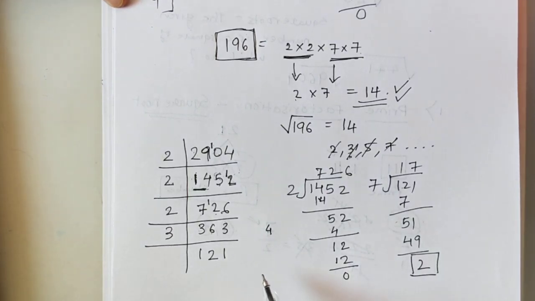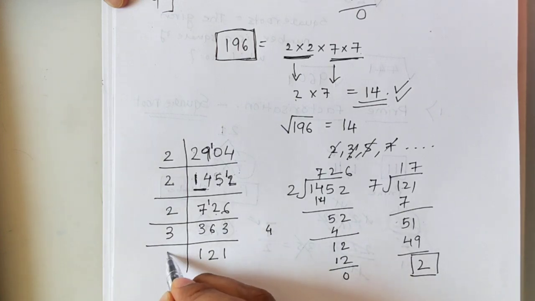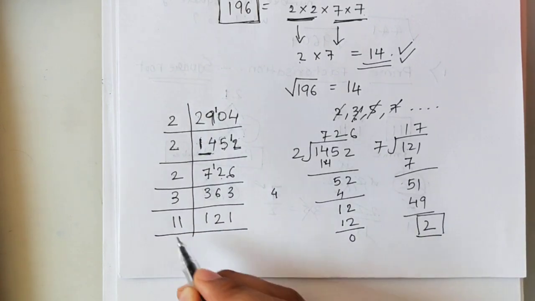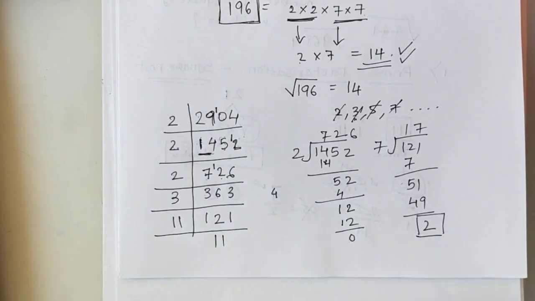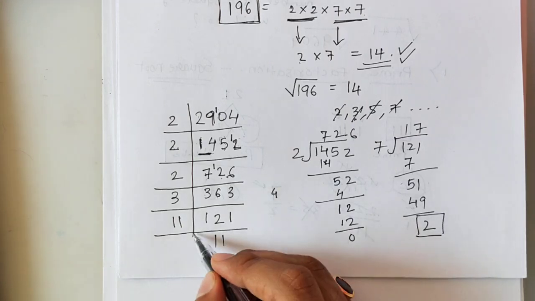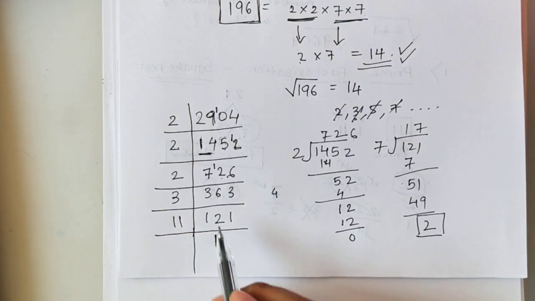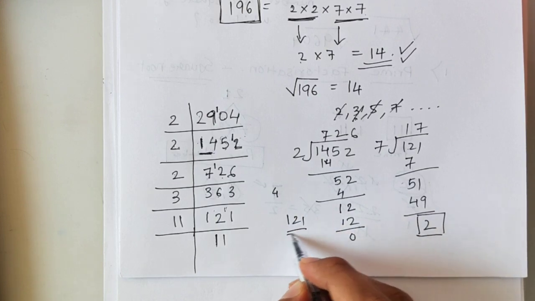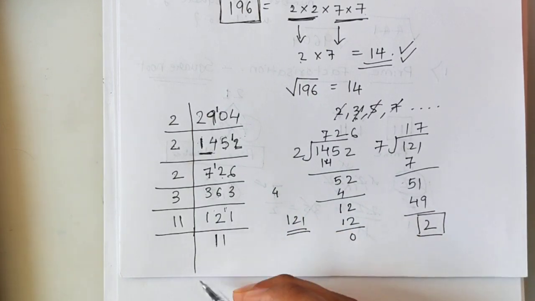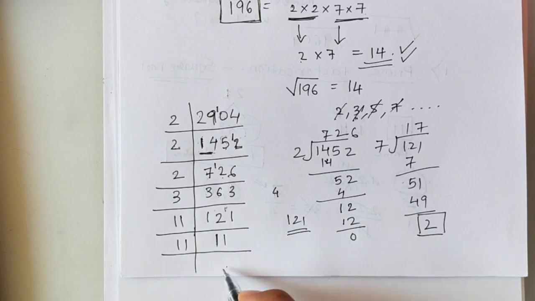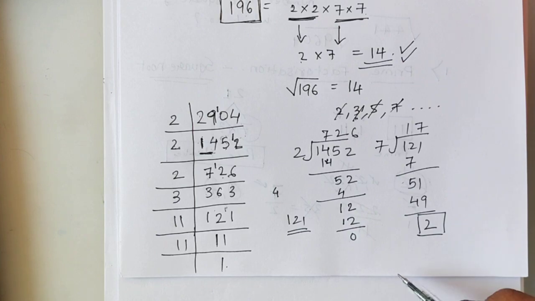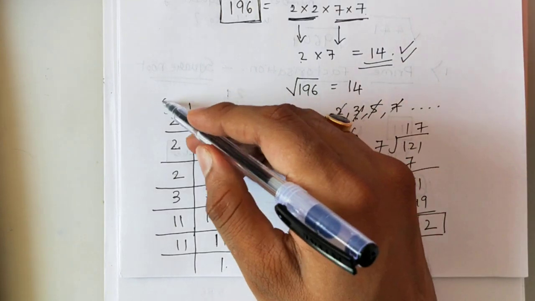121 is a familiar number. Okay, 121 is divisible by 11. Okay, so 11 11s are 121. 11 1s are 11. So this 12 1 will get carry forward, and then 11 1s are 11. Okay, because 121 is a square of 11. Those who know can do directly. Now this is 11, and now one more step is left. 11 1s are 11. I have told you we have to do it until we reach 1 here. Okay, now I have got the prime factors.